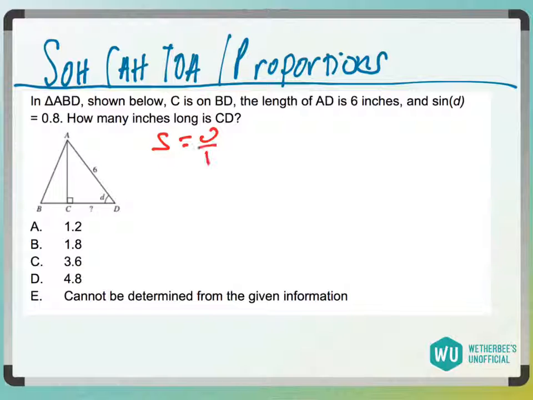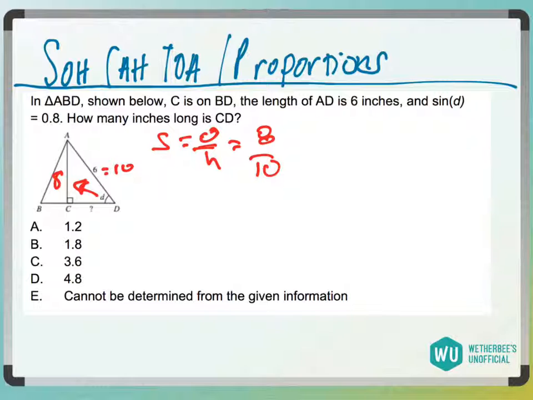Sine is O over H, so 8 over 10, right? Again, I'm putting it in a fraction to make it easier. So the sine of D is 0.8, so O is 8, and H is 10, right here. 6 clearly doesn't equal 10, but I'll show you why. It's really just because we put things in lowest terms and we have to make a proportion, right?